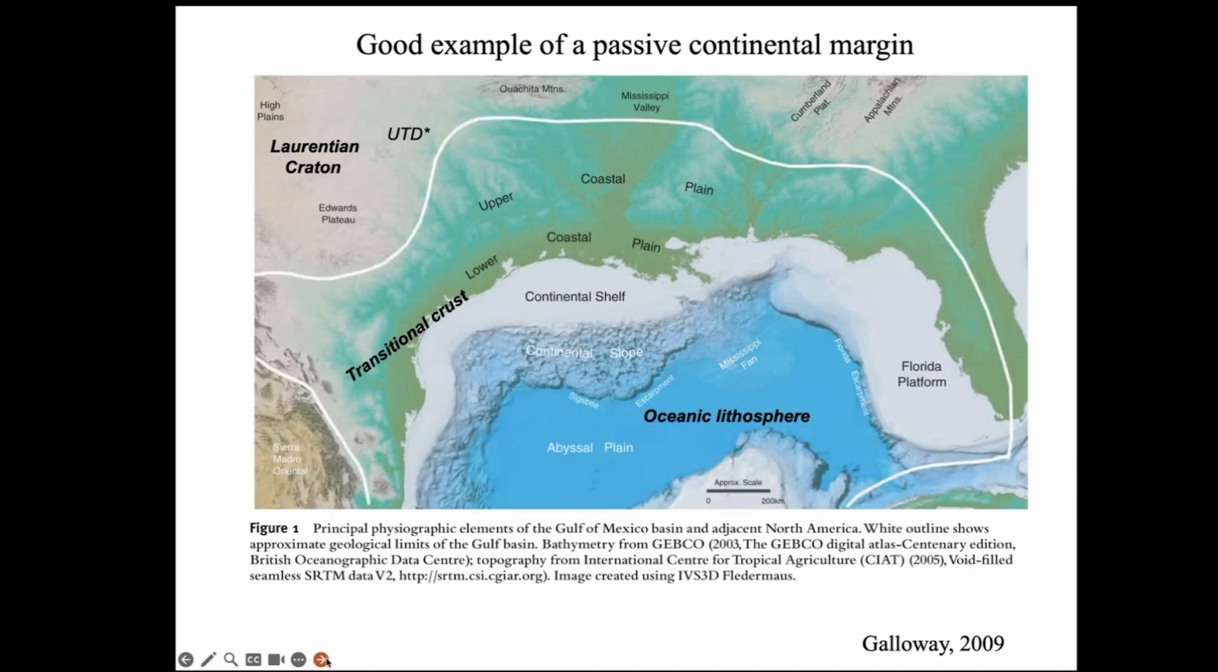All right, here's a good example of a passive continental margin. So UTD's here. This is on the craton. There's the Ouachita Mountains, Florida. There's Mexico down here. And here is the Gulf of Mexico. And this is the continental shelf. Houston is right there, right? And this is basically just topography and a bathymetric map across a continental margin onto the deep ocean.